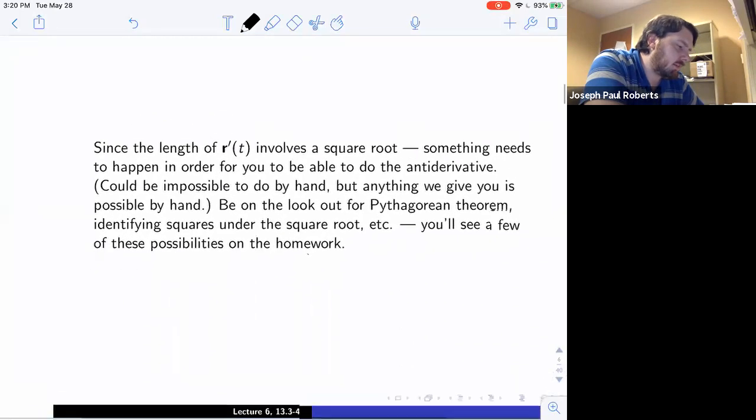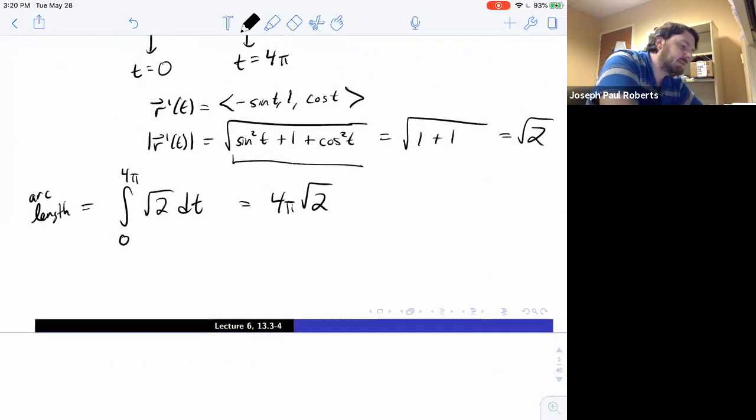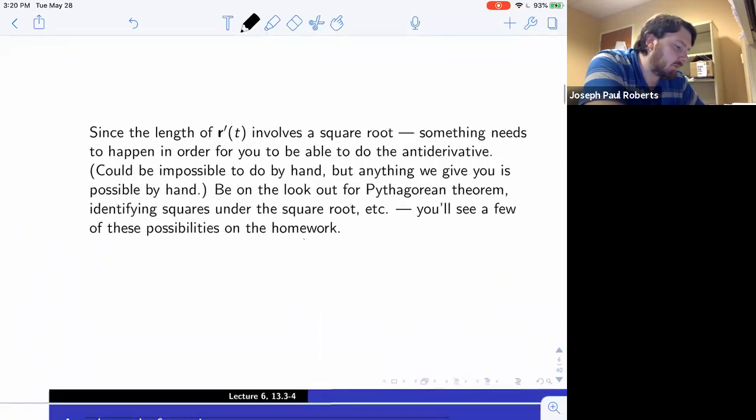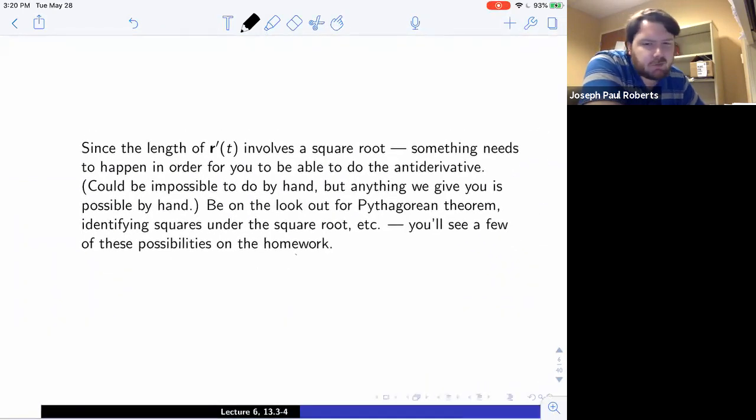The other way you could get lucky here is if it happens that this stuff under the square root is a perfect square, so something like t squared plus 2t plus 1, that could be factored as t plus 1 squared. So be on the lookout for that. And so you'll see a few of those possibilities on the homework. So in order to be able to do this antiderivative, something is going to have to work out nicely with regards to that square root. So keep that in mind.